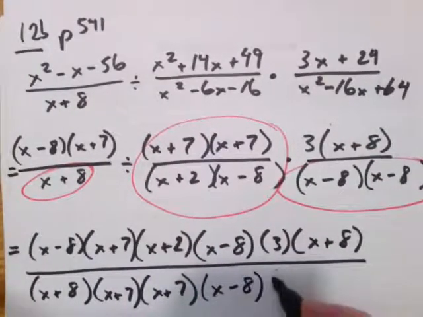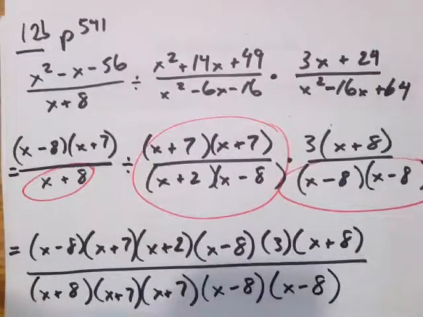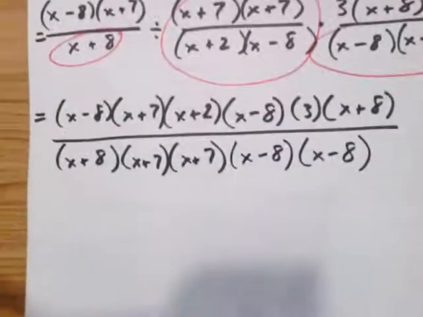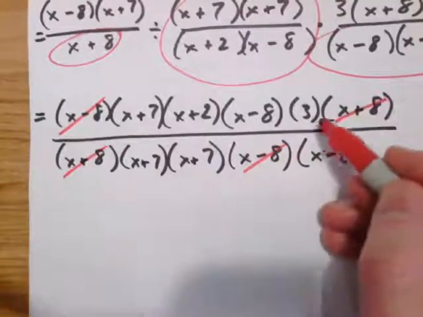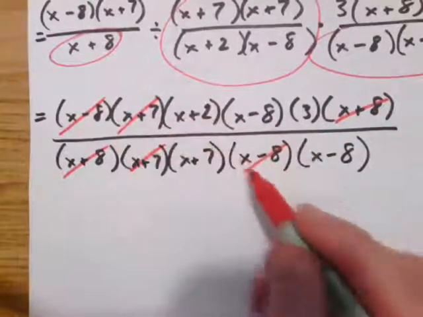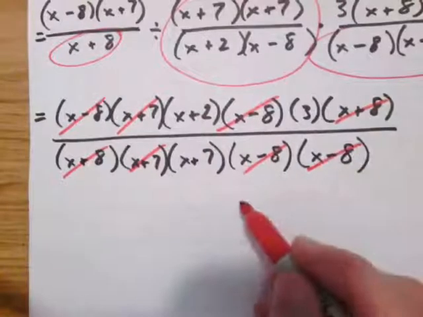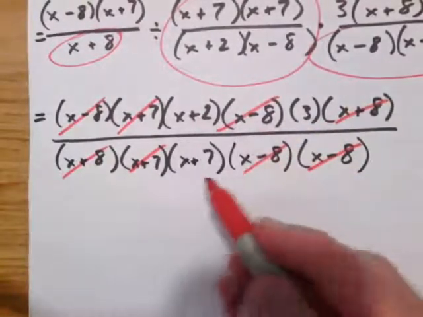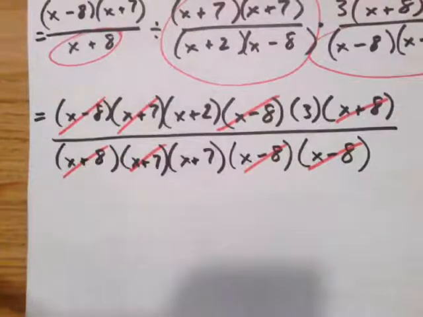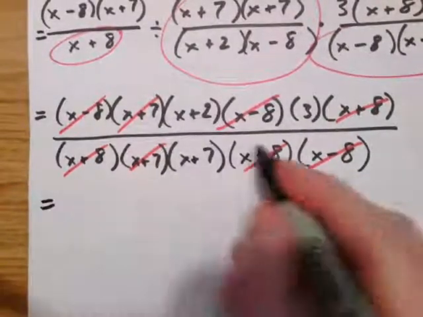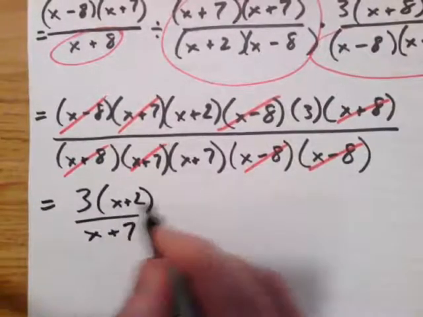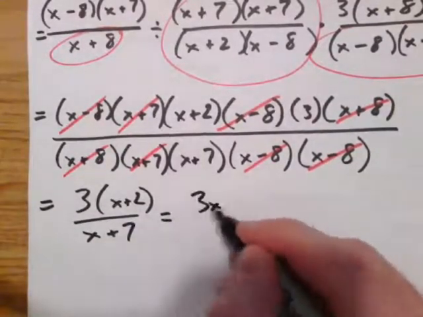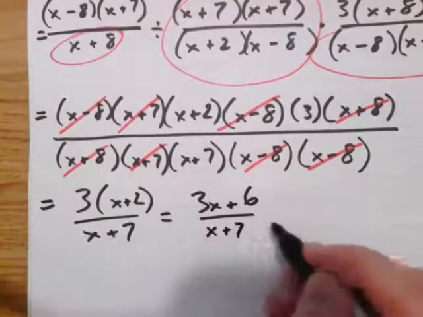All right. x minus 8, x minus 8. Good grief, Charlie Brown. Let's start canceling. x minus 8, x minus 8. Is there a plus 8 up here? Yes. Is there a 3 down here? No. x plus 7? Yes. x plus 2? No. x minus 8? Yes. So we have 3 times x plus 2 over x plus 7. I prefer you multiply these through. 3x plus 6 over x plus 7.